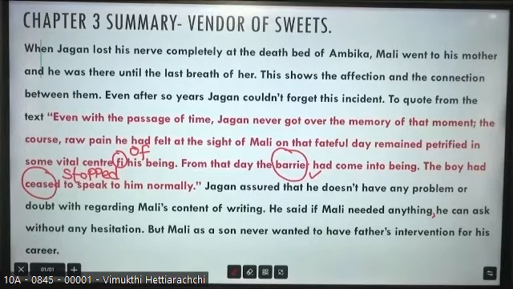But any emotional connection, any emotional bond between Jagannath and Mali cannot be seen. This is very much important. This is the main problem, the nuclear problem. A lot of other reasons also affected this, but make sure to remember the main reason is Ambika's death. From that day onwards, Mali stopped talking to his father because Mali always believed that his father is indirectly responsible for his mother's death.